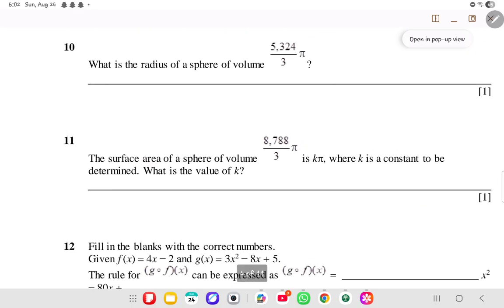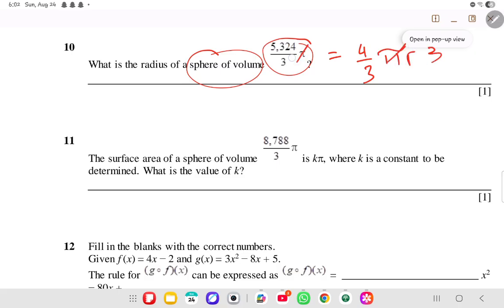Now, honestly, I don't know how we're supposed to solve these without the calculator, but you will have to try your best. So, the radius of the sphere of this volume, again, you know that the volume of a sphere is 4 over 3 pi r cubed, right? So cancel pi and pi, cancel 3 and 3. You will have 5324 is equal to 4r cubed.